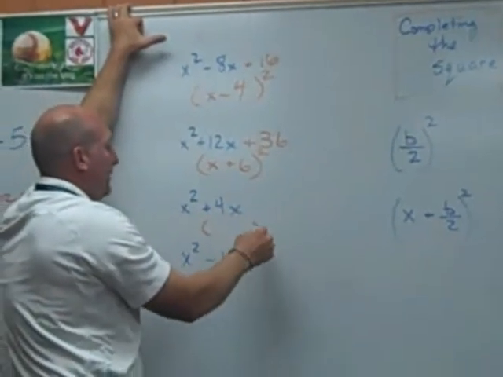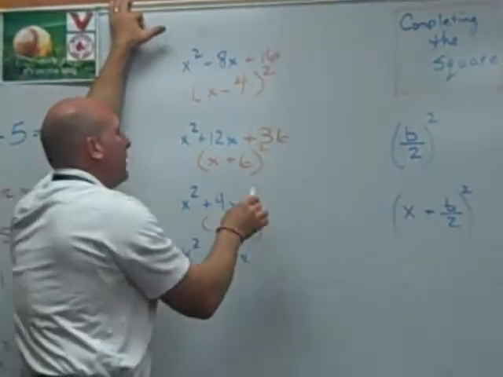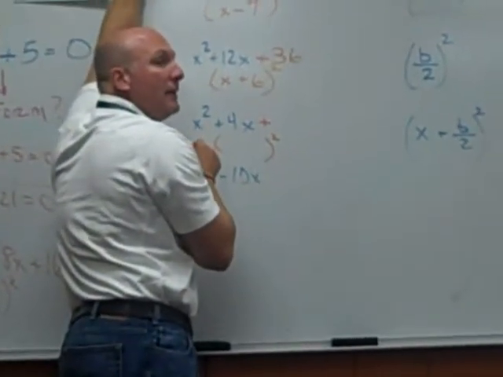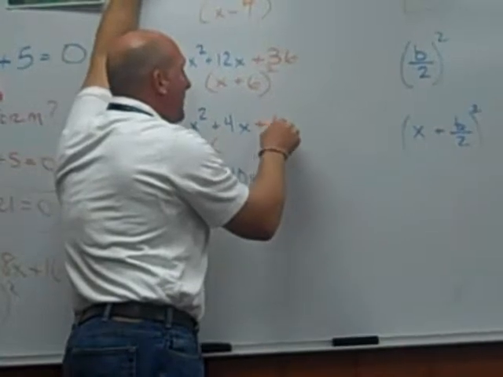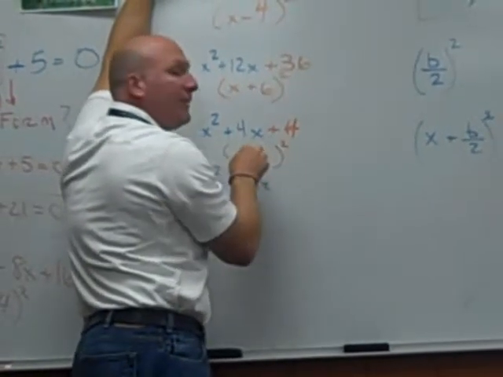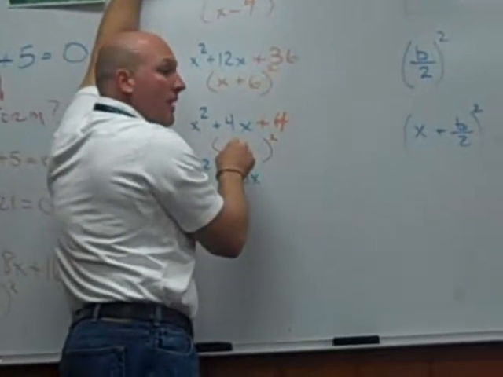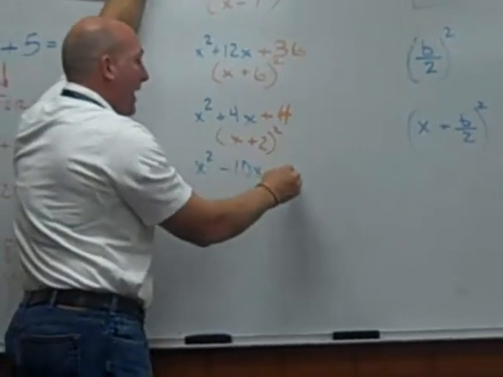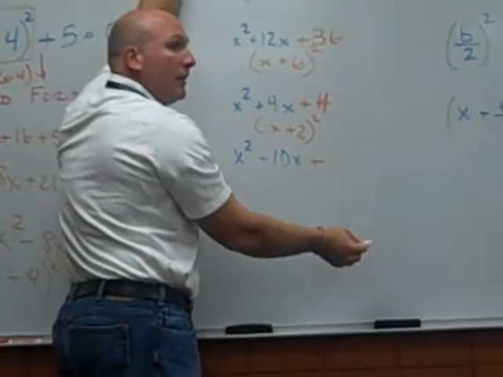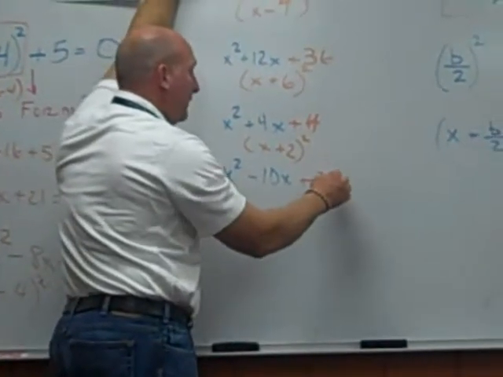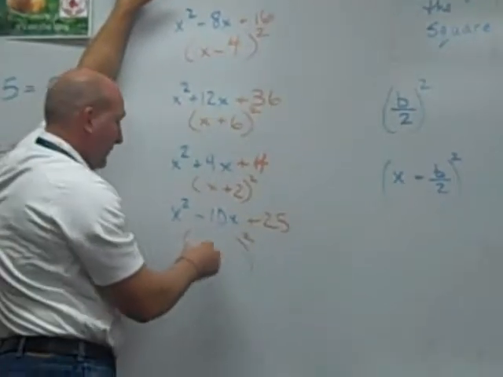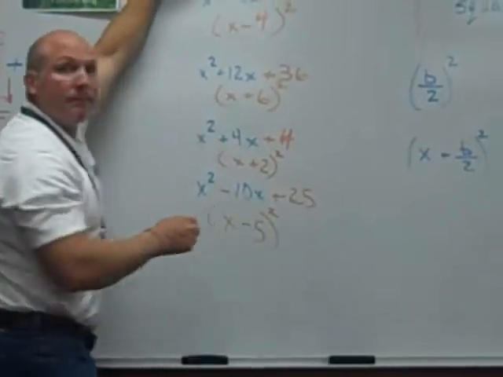What's this going to factor to? Excuse me, let me ask this first. What's the C value I would have to add? 4. Positive 4. You'd always add in this case. Positive 4, what's it factor to? X plus 2, quantity squared. What am I going to add? 25. How does it factor? X minus 5. X minus 5.